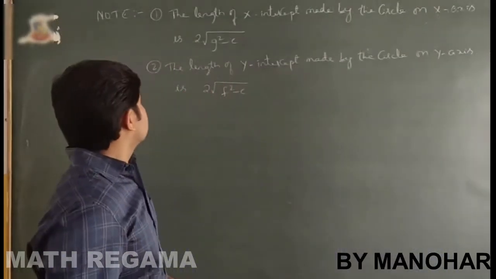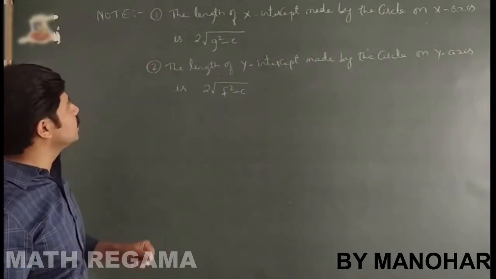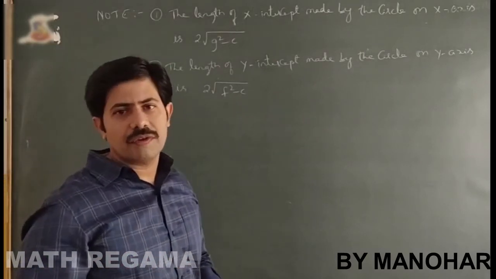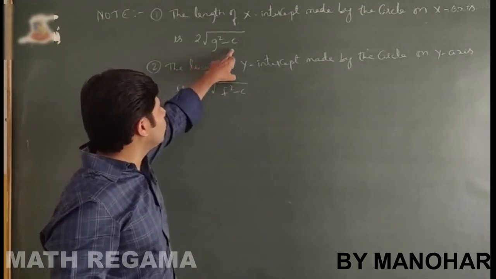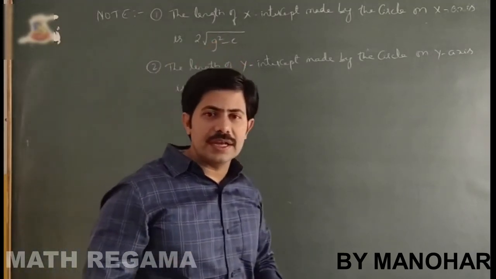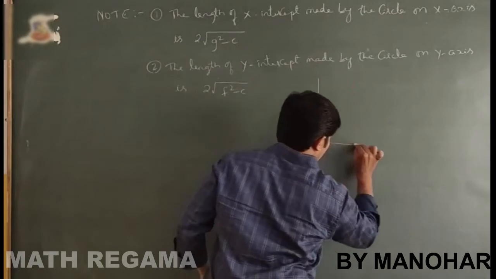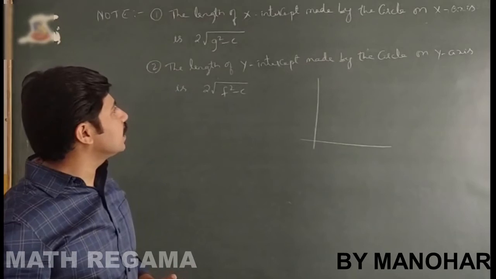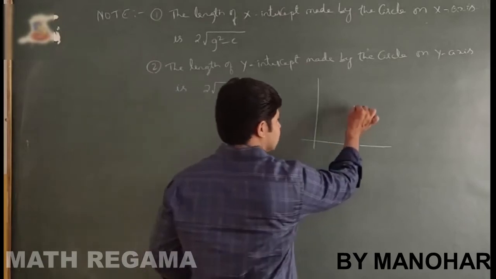Next we have some formulas. Just note them down. The first is the length of the x-intercept made by the circle on the x-axis, which is 2 into under root of g squared minus c. That means the circle is intersecting the x-axis. Here is the coordinate axis. So how to represent this?